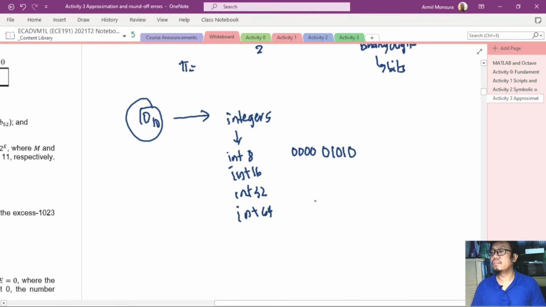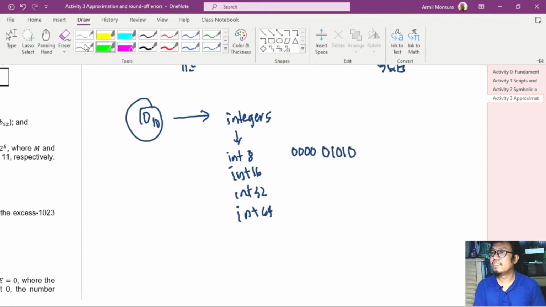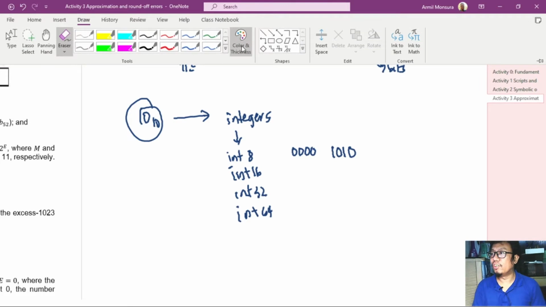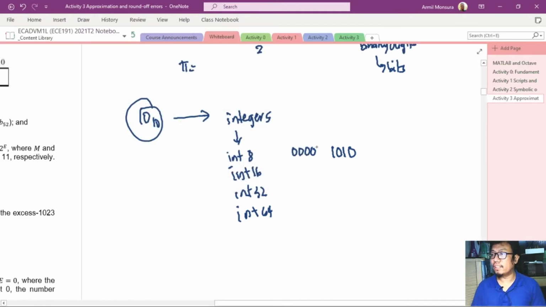Sorry, 1, 0, 1, 0 pala. Mali pala ako. Ayan, 1, 0, 1, 0. Wala na yung 0 dun. Okay. So, there. That's how you represent 10, for example, in integer using 8 bits.